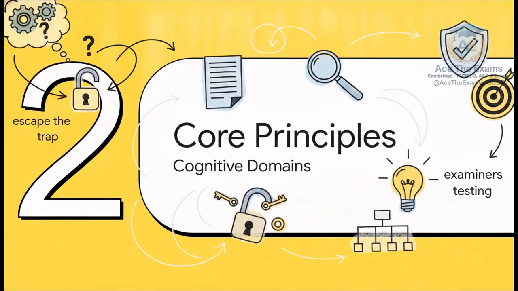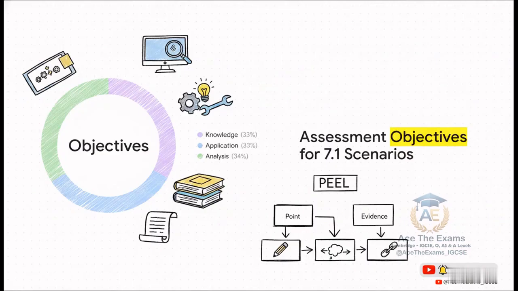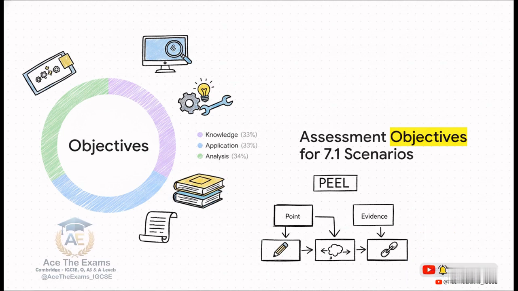Moving on to Section 2, core principles. We need to look at the 3 distinct cognitive domains examiners are actually grading you on. To win this game, you have to understand the rules. Look at this brilliant breakdown of the assessment objectives. Knowledge and understanding is only 33%, application is 33%, and analysis is the largest chunk at 34%.